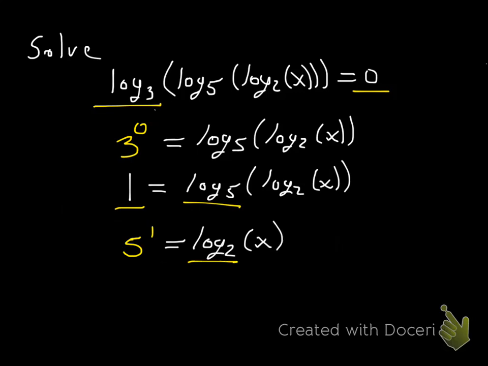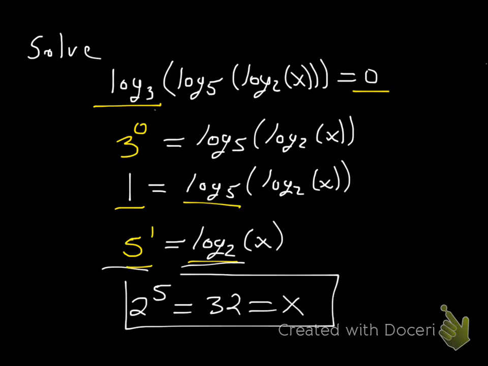And then we get to do it one more time. Log base 2, so the base is 2, exponent is 5. And that's equal to x. So, it wasn't so bad. That looks crazy, but it wasn't so bad. Alright.